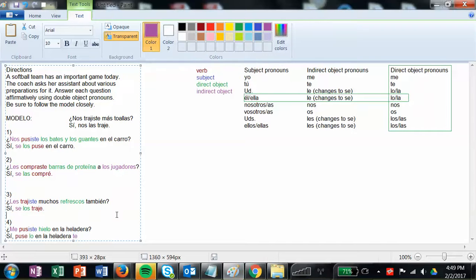And so if you remember, both te and lo need to move in front of your verb. And your indirect goes first, the person for whom you put something, not what you put. And that would be your answer. Sí te lo puse en la heladera.